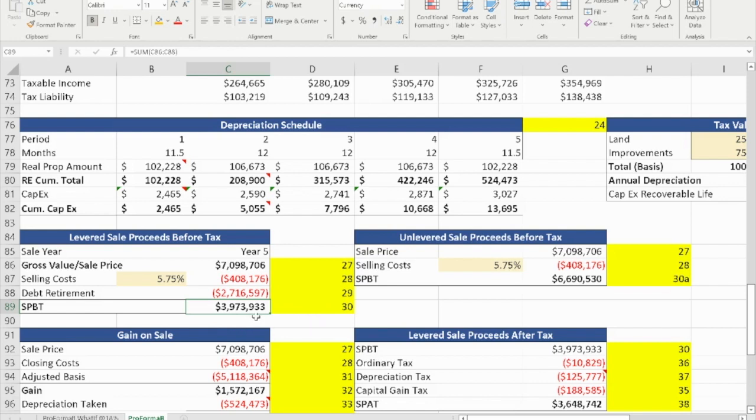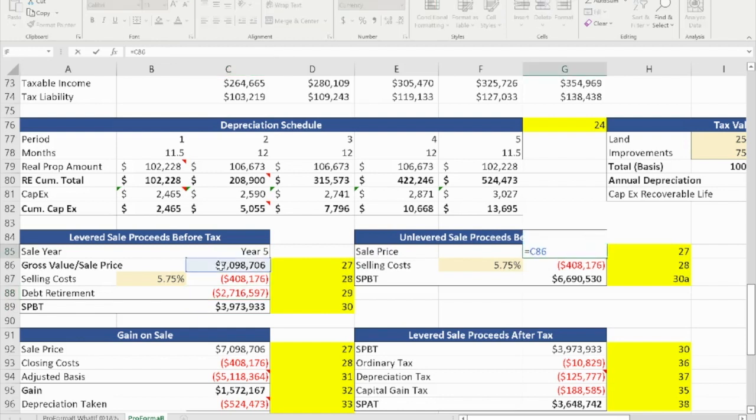Now that we've done that, we can calculate the unlevered sales proceeds before tax. The only difference here is that here we had a loan, here we don't have a loan. So here the sales price is the same. We can just reference the sales price here, and the selling cost, the cost to sell the property, will remain the same. We're just going to say equal to that selling cost we calculated over here. And therefore the sales proceeds before tax for unlevered is the sum of the sales price and the selling cost, which is $6.6 million.